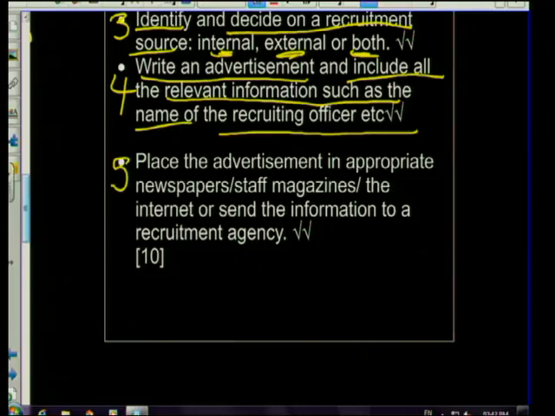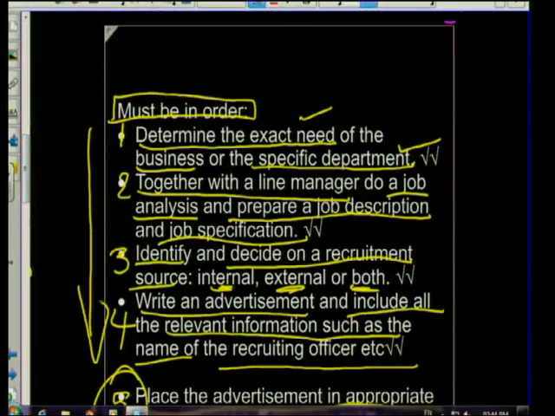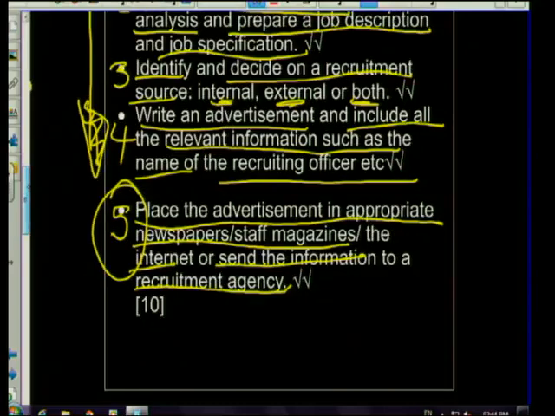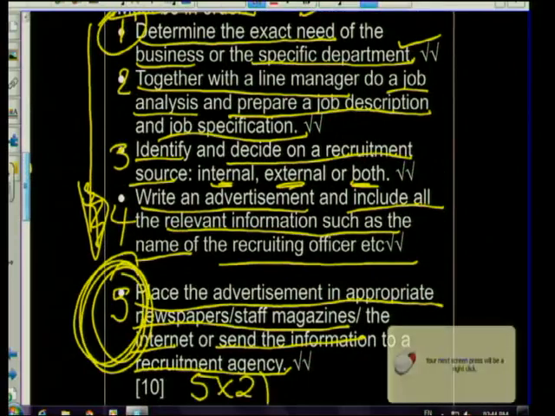So let's go to the next step, step 5. You're going to take that advert you've written and you're going to place the advert in an appropriate newspaper or staff magazine or the internet, or send the information to a recruitment agency. Now this last step is literally taking everything else we've done and bringing it to a point. And you can see here why this needs to be in order, grade 12s. So it literally starts from determining what needs to be done to placing the actual advert. And that would give you your 5 times 2 mark.